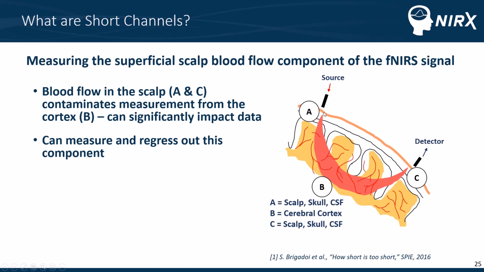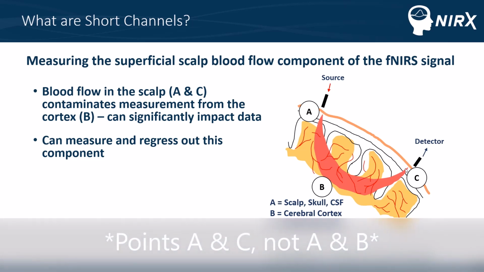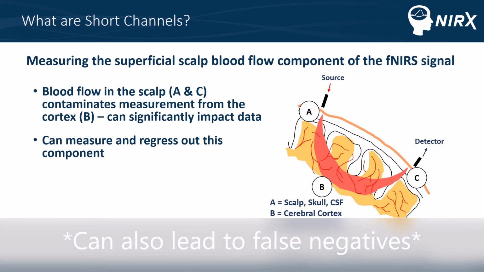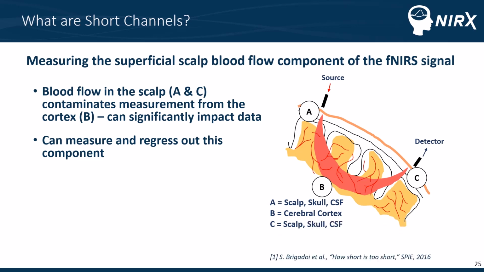However, our light also passes through this layer of skin at the scalp level at both points A and B. So first when it enters the tissue and then when it leaves the tissue. So this blood flow measurement can contaminate your measurement from the cortex, and it can significantly impact your data. Specifically when changes in systemic physiology occur simultaneously with changes in cortical activation. In that case, you could conflate your measurement and it could lead to a false positive result because changes in your systemic physiology masked changes in your cortical activation.